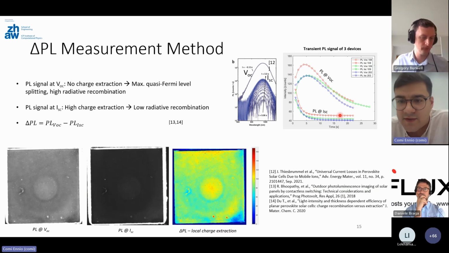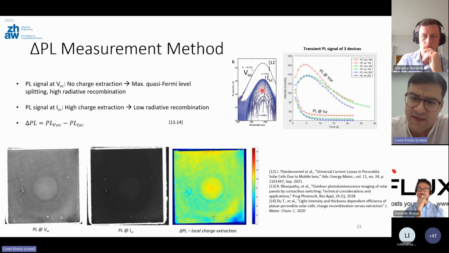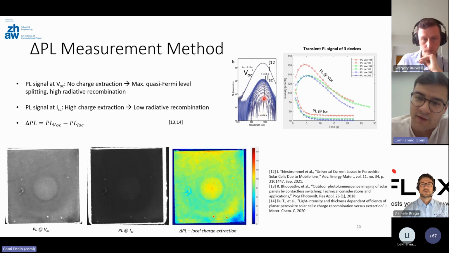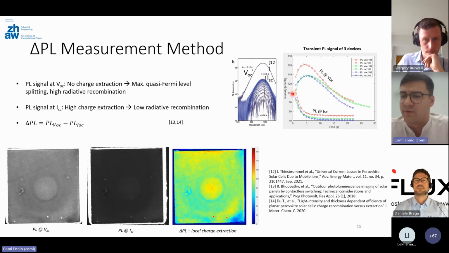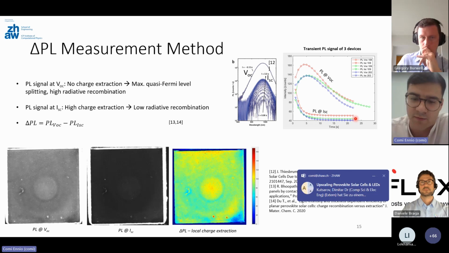So we have to be aware of this. But something interesting that the transients also can show is charge extraction barriers that can form over time, which we see here. It's from a publication. We see how the signal at short circuit can increase over time, and we have also seen this in some of our devices.